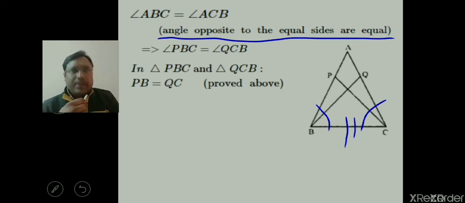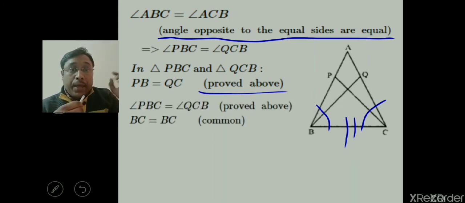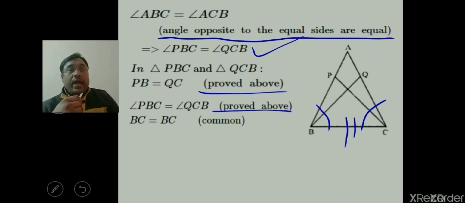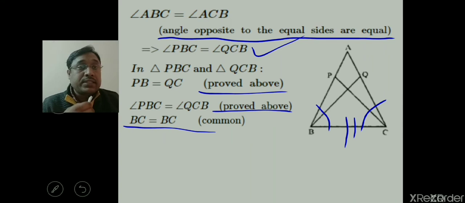Then in triangles PBC and QCB, separately you can write that PB equals QC, which you have proved above. Then angle PBC and angle QCB are equal, this also you have proved above. And BC equals BC is the common side.